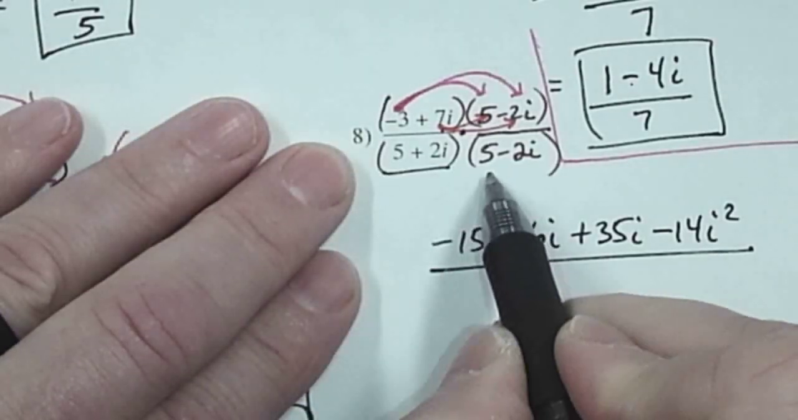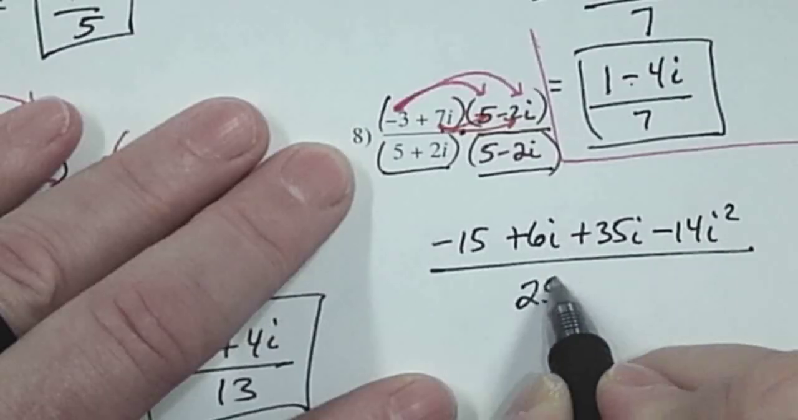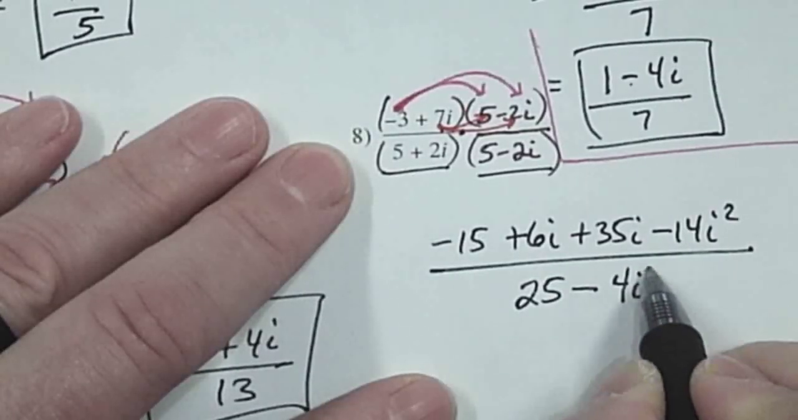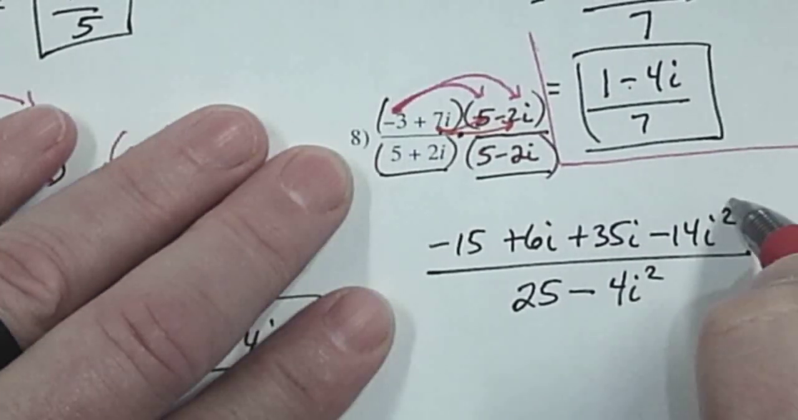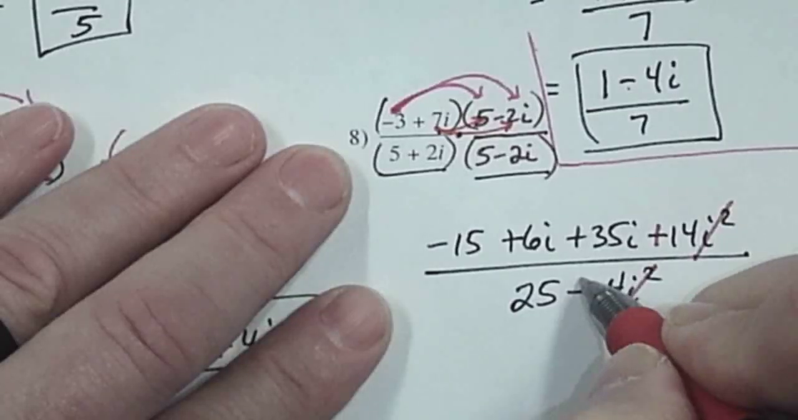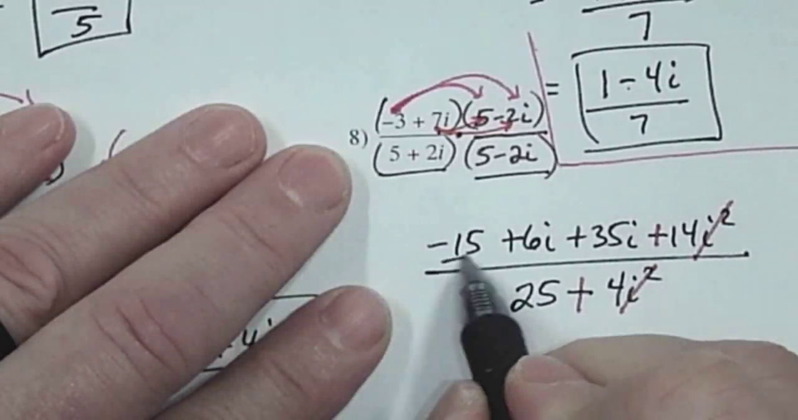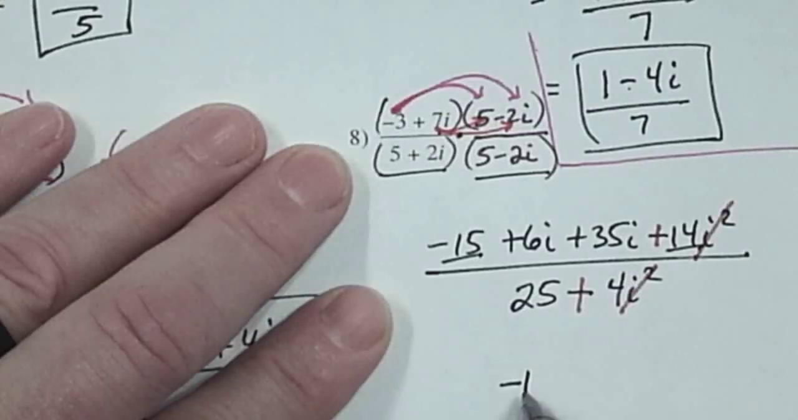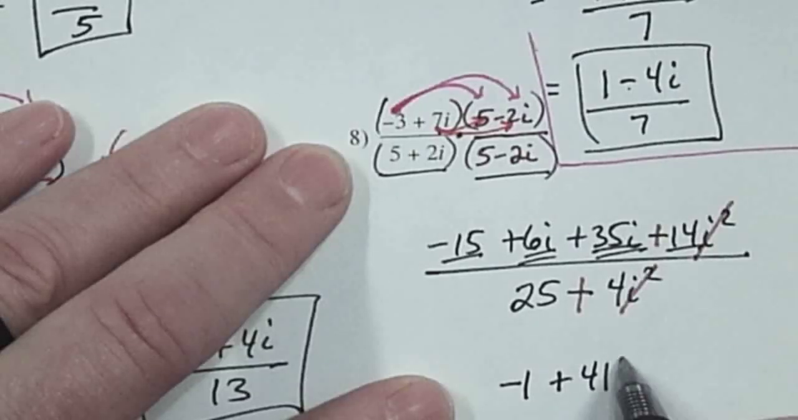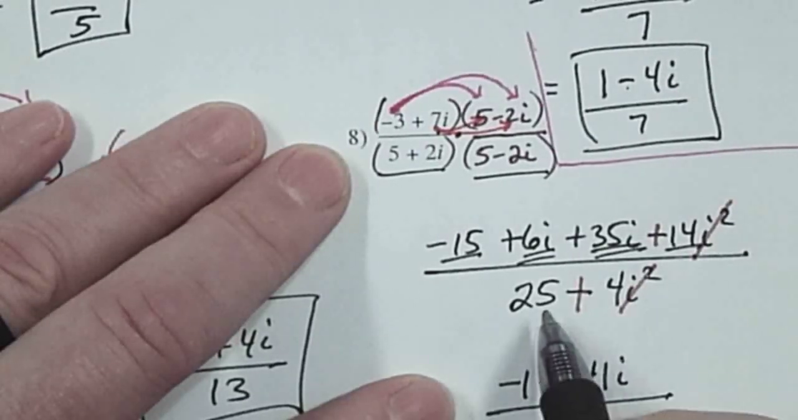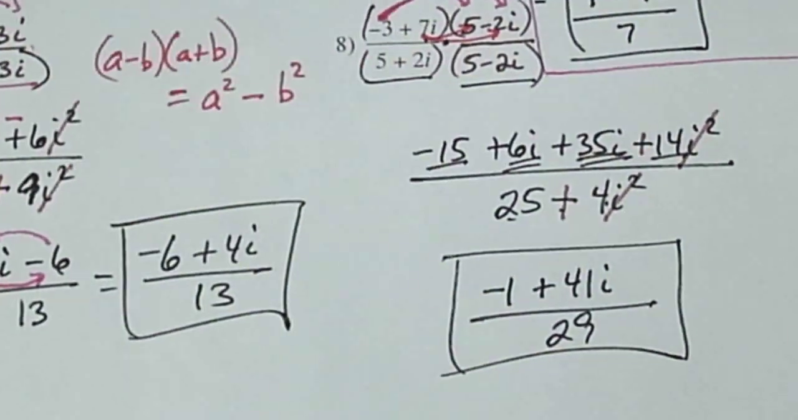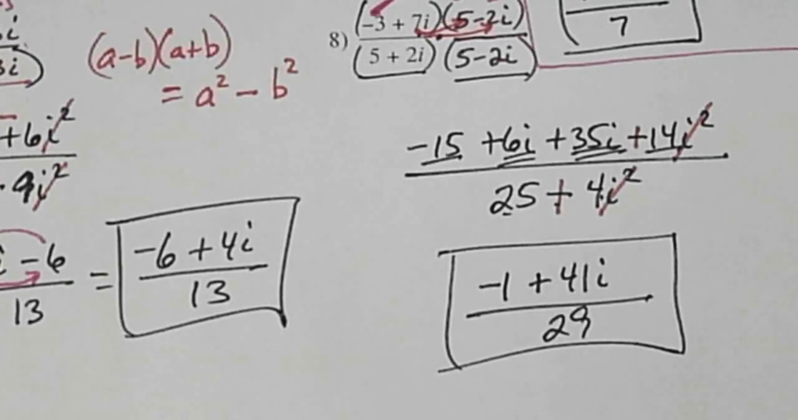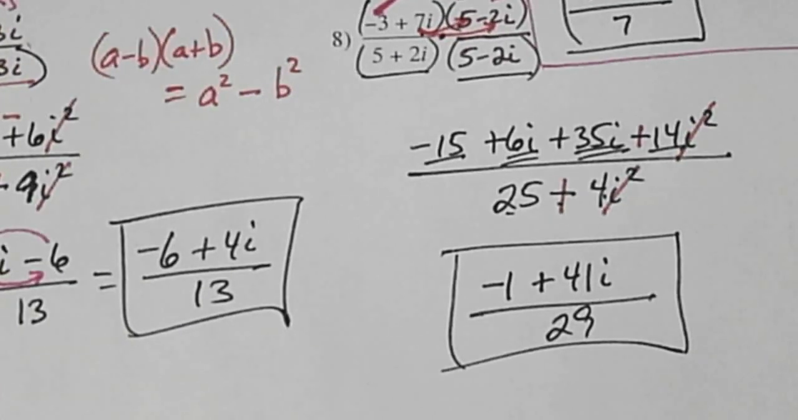Now we're going to multiply 5 plus 2i, 5 minus 2i, so that's 5 squared minus 2i squared. Difference of squares. i squared is negative 1, so it makes that one plus and that one plus. Negative 15 plus 14 is negative 1. 6i plus 35i is 41i. And 25 plus 4 is 29. If I can reduce, I want to. But if you reduce, all three numbers must reduce, not just two of them.